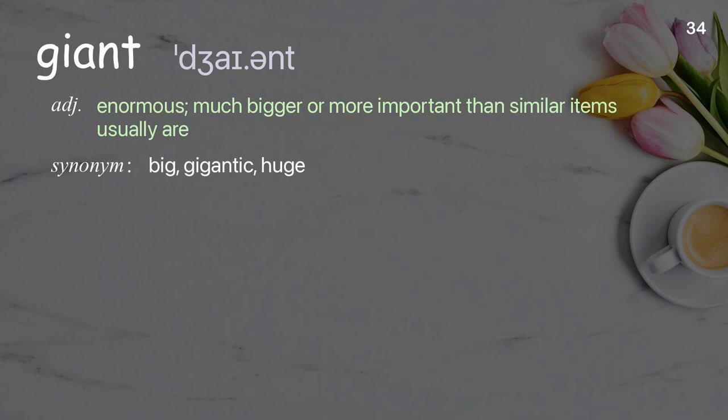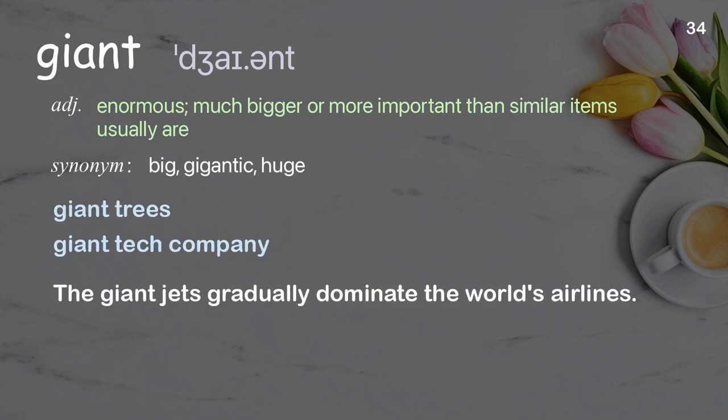Giant. Extremely big, much bigger or more important than similar items usually are. Examples: giant trees, giant tech company. The giant jets gradually dominate the world's airlines.